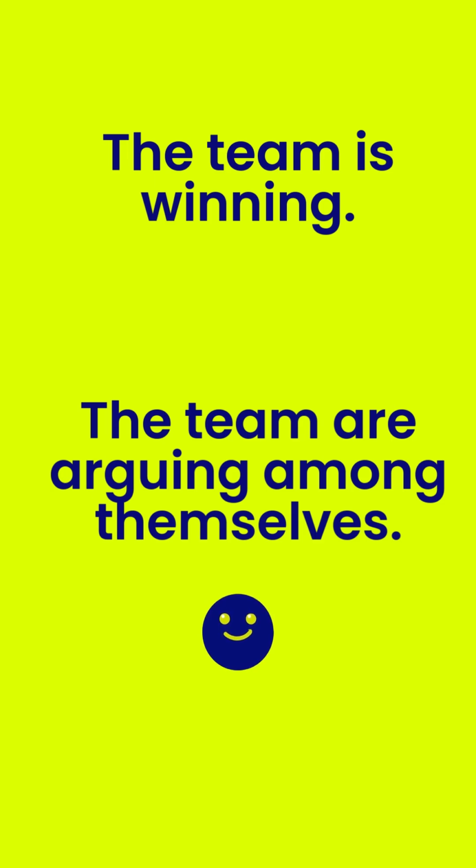The second sentence, the team are arguing among themselves. Now, the question is, why is it team is a collective noun and the verb is plural, which happens to be are? It's because it emphasizes individuality.